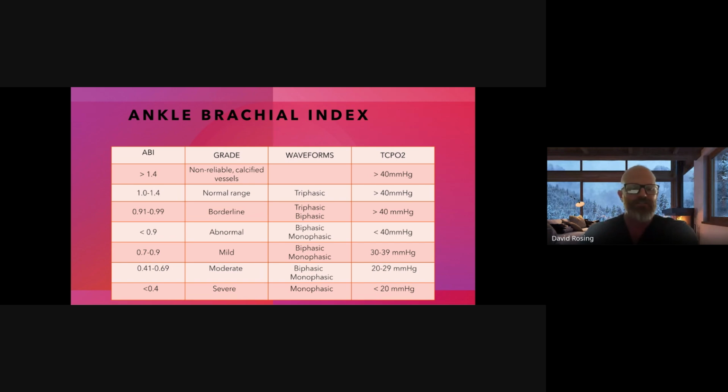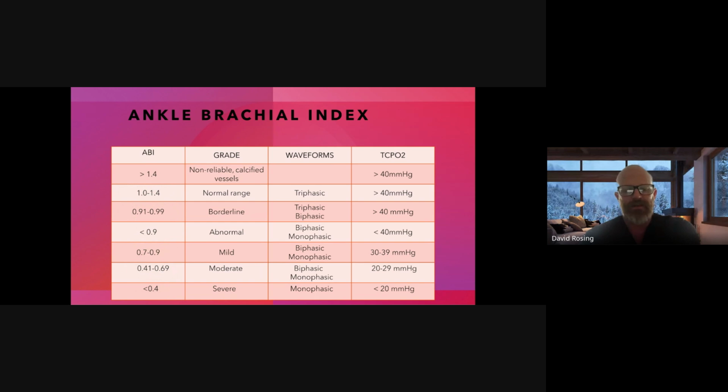As you look at the left side of this table, normal is 1 to 1.4. Once you get down to 0.9, you've got some sort of disease. That doesn't mean you have significant disease, but there is some peripheral arterial disease going on. Then 0.9 to 0.7 is mild disease. You're getting moderate disease at 0.4 to 0.69, and less than 0.4 is severe. Once you get down to moderate and severe, typically these wounds aren't going to heal without some sort of intervention.